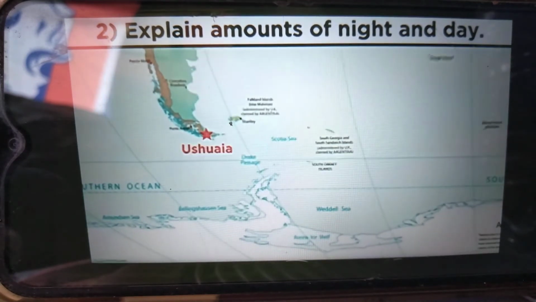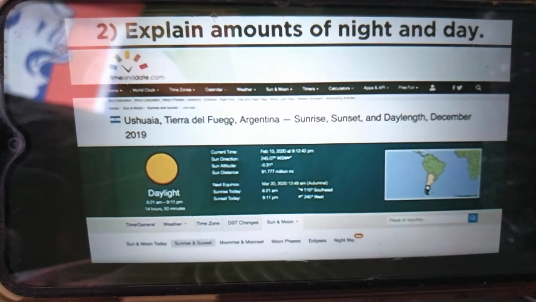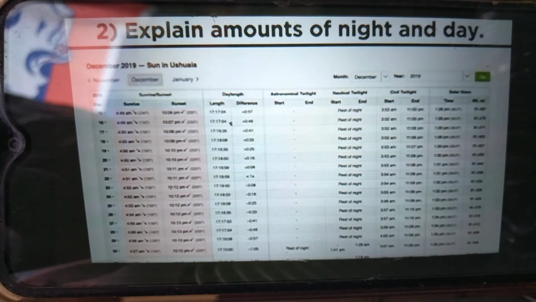Just go to the tip of South America, like this town, where people live. Or don't even go there. Just look up times of sunrise and sunset on the internet. In mid-December, sunrise is earlier than 5 a.m., and sunset is later than 10 p.m.